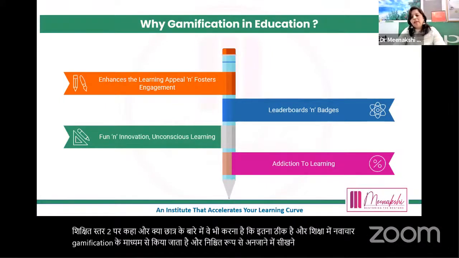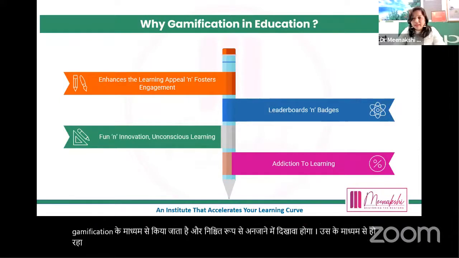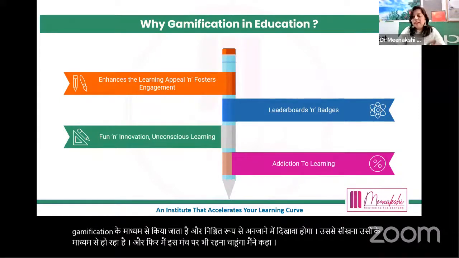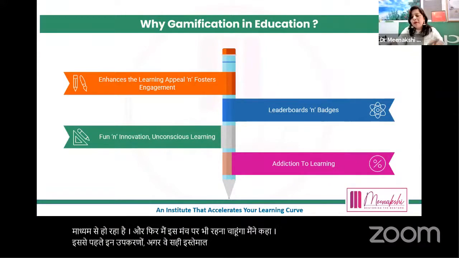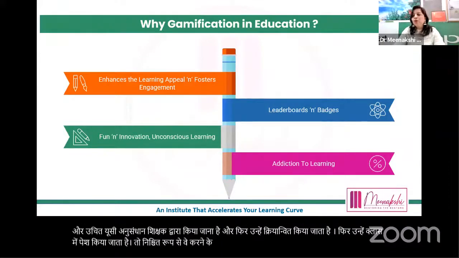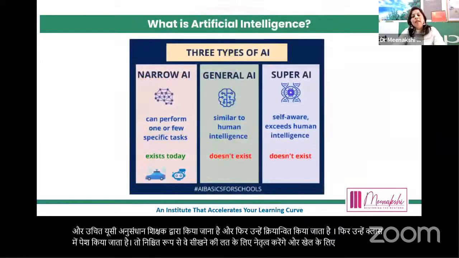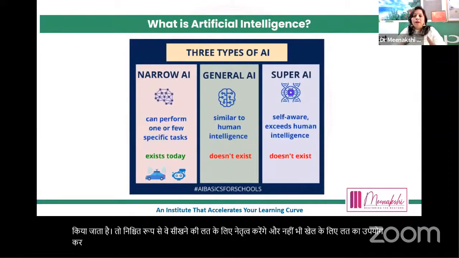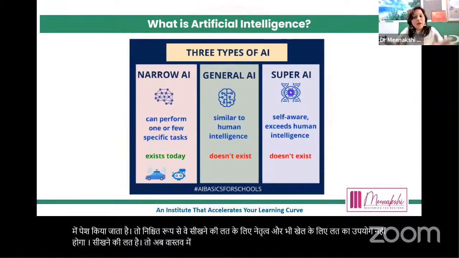And again, as I said earlier, if these tools are used rightly and in the proper manner, research is to be done by the teacher, and then they are implemented and introduced in the class, then certainly they would lead to addiction to learning and not addiction to games. It's addiction to learning. Now there are actually 3 types of artificial intelligence depending upon their scope.